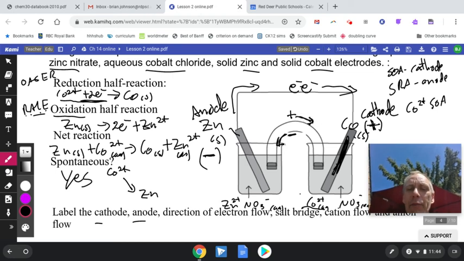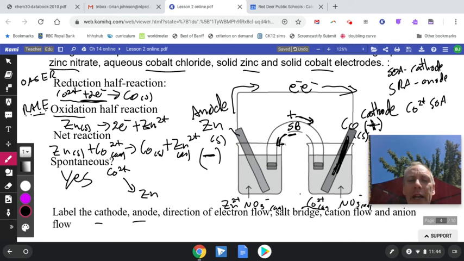It's that simple. Salt bridge. Okay. Beauty. If you have to draw one, this is the best way to draw them. Just a nice simple diagram like that. And make sure the salt bridge is down inside the electrolyte.